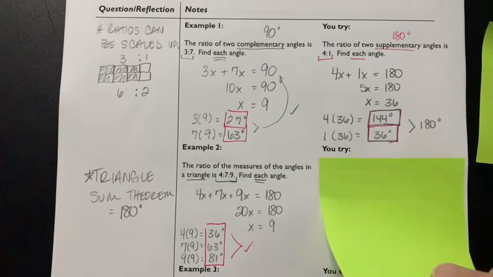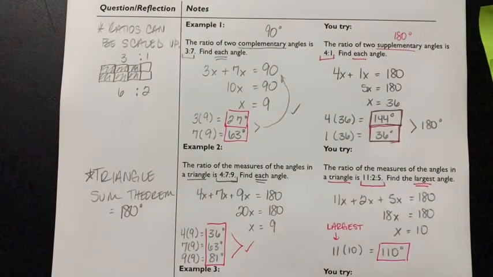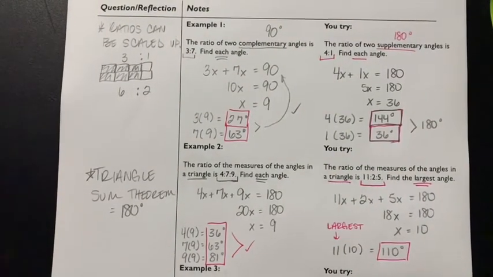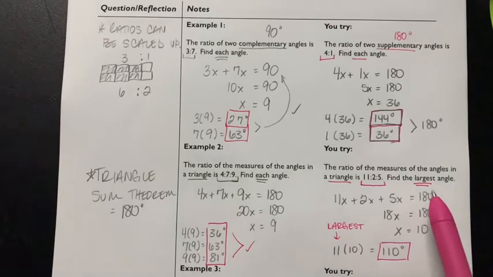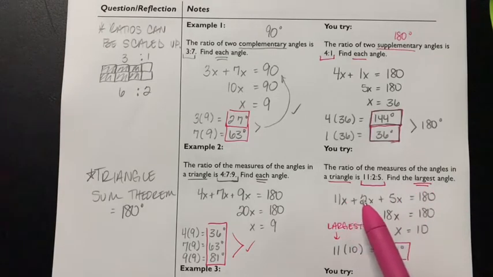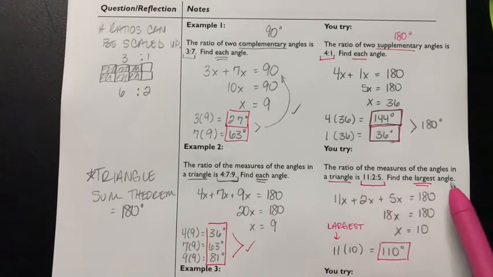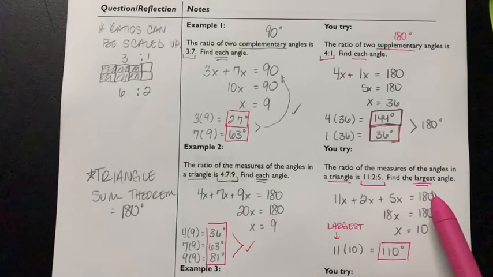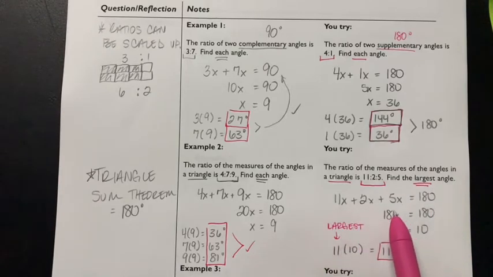Okay, so now I'm going to reveal my answers. Here we go, guys. On this one, we did the ratio of the measures for a triangle, 11 to 2 to 5. We had to find the largest angle here, so that's a special note that we have to make sure we mark or write down. 11x plus 2x plus 5x gave me the 180. 18x equals 180. Divide by 18 on both sides, and we should get x equals 10.